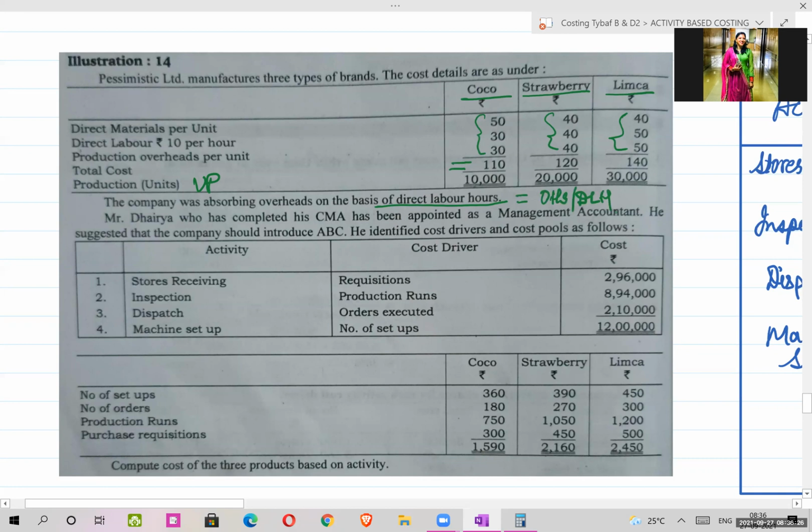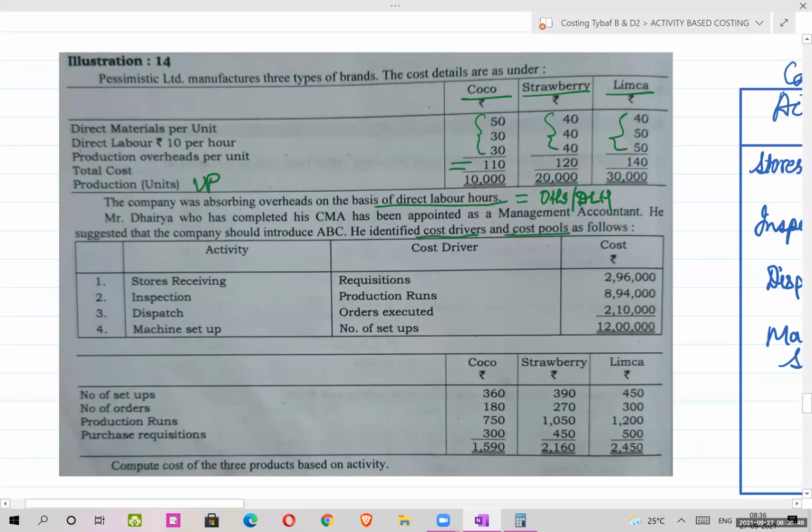Mr. Dhairya, who has completed his CMA, has been appointed as a management accountant. He suggested that the company should introduce the ABC system. So it is Mr. Dhairya who has proposed that the company should go for the new method of calculating overheads, that is under ABCS. He has identified certain cost drivers and cost pools. So the activity is given to you. There are 4 activities: stores receiving, inspection, dispatch, and machine setup. And the cost driver is also given.